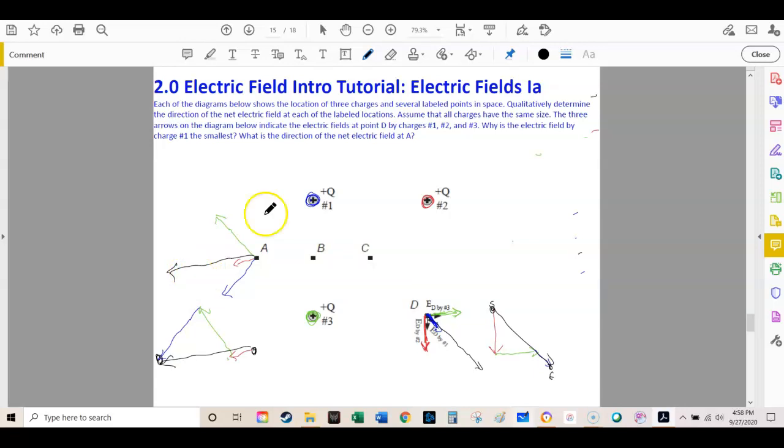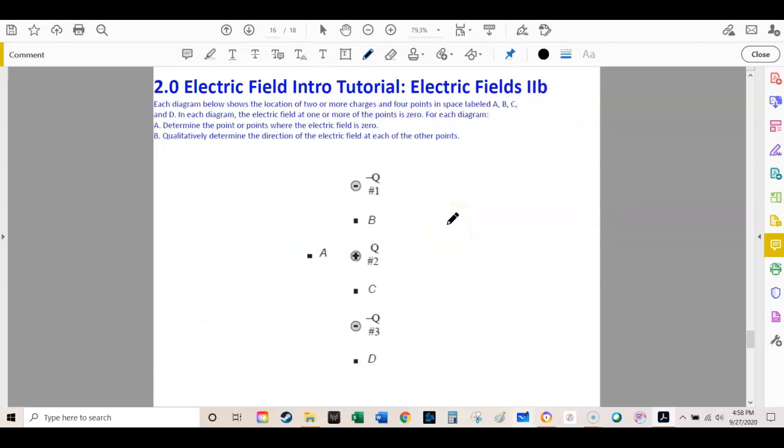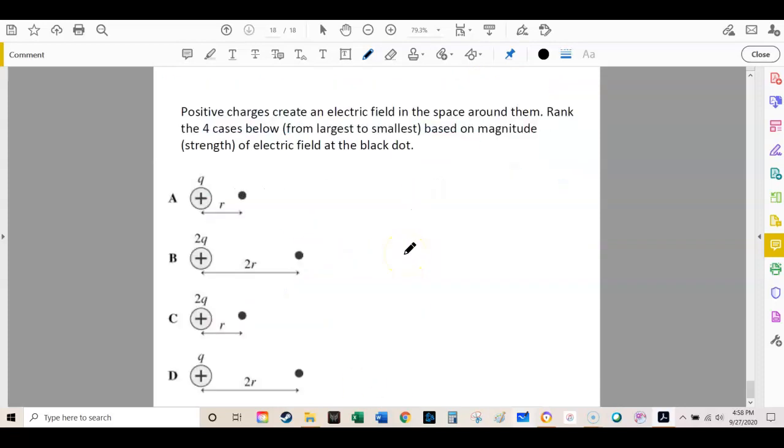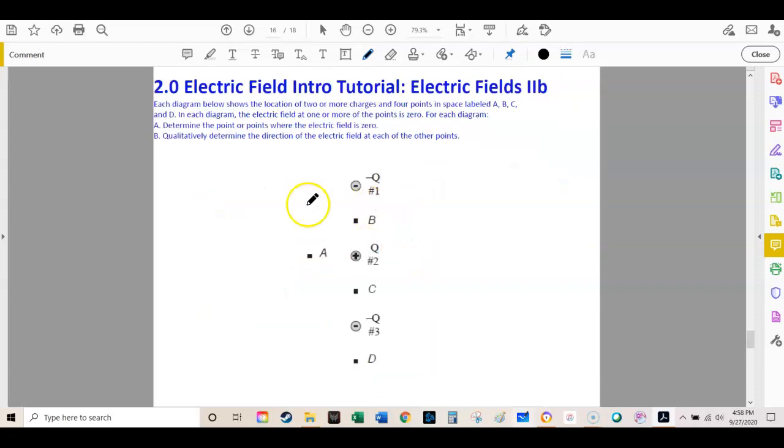Okay? So try B and C, and actually do A. Retry A and do B and C when you do this. Okay? We're going to do the same exact thing for 2.0. Intro to Electric Fields. This is the second page, and this is part 2, and this is number B on this. Okay, so we're going to do the same exact thing.